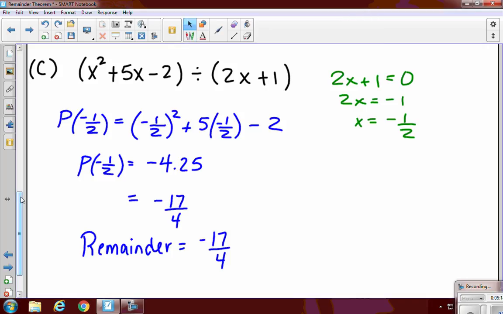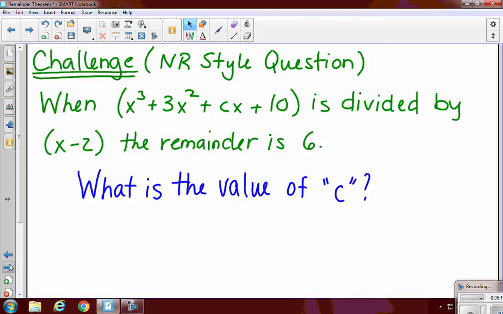So we're going to use this now to solve a little bit more complex situations. And here's the challenge. Sometimes these make good numeric response questions on a diploma exam. This one's saying, when we have the polynomial x cubed plus 3x squared plus cx plus 10, and we divide it by x minus 2, we know the remainder is 6. And it's asking, what's the value of c?